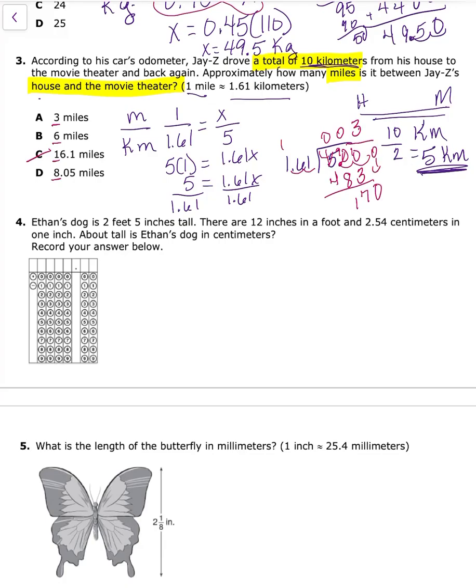And now if I bring down the 0, 161 goes in 170 just 1 time. Where is my decimal going to be at? It'll be right here. So 3 and 1/10. And I don't need to keep going, even though I could keep going, because this is enough for me to get my answer. So it's approximately 3 miles from his house to the movie theater. Okay?